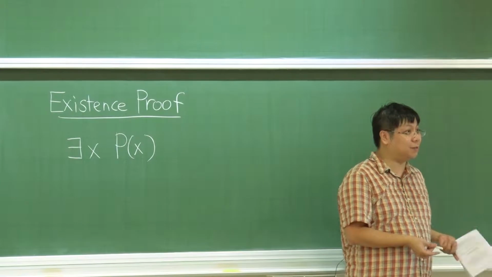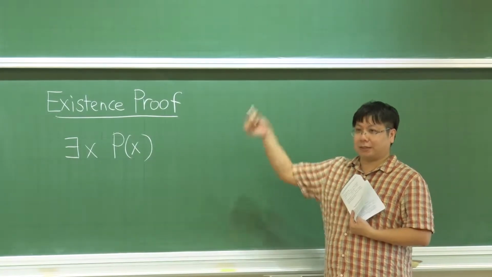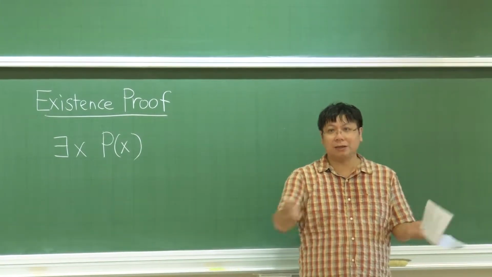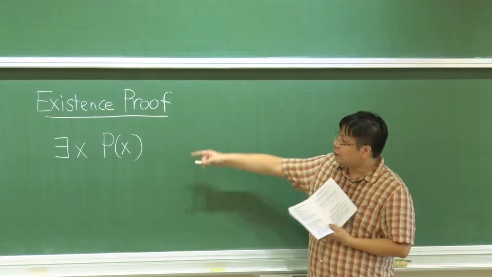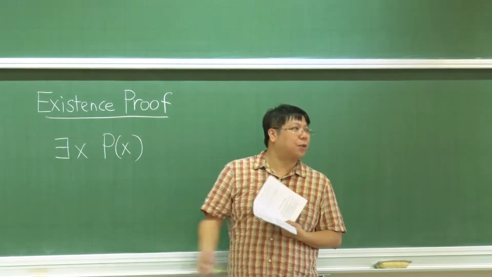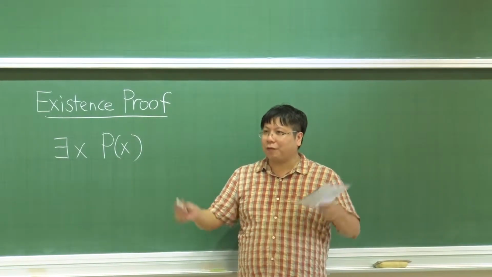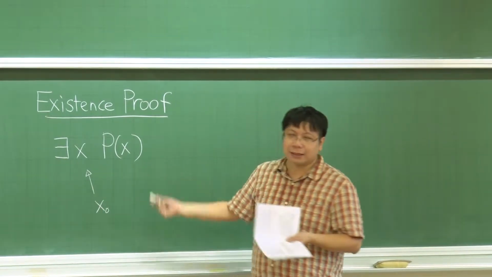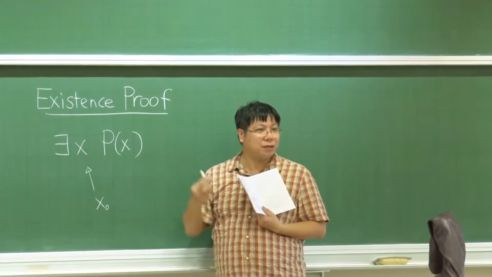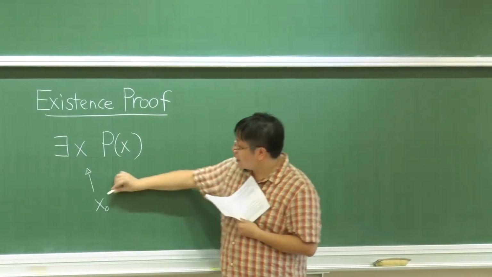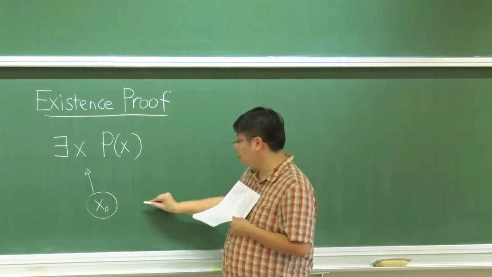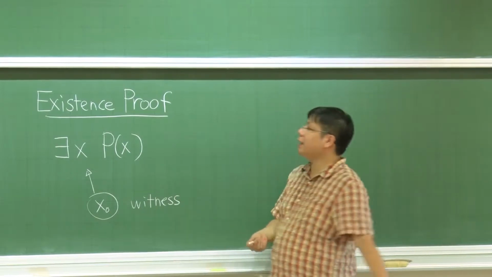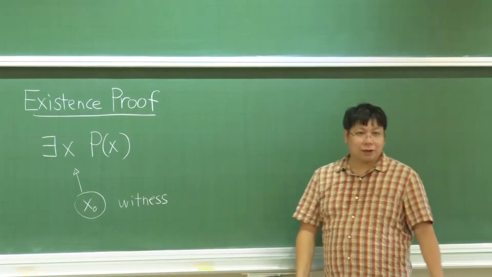So 0 is such a number. 0 is a number such that the square is itself. 0 squared is equal to 0. Or you can say 1. 1 is another possible x that proves that this is correct. So if we can find a certain x0, a specific x0 that makes it true, then we can show that this is correct. And such an x0 is called a witness.